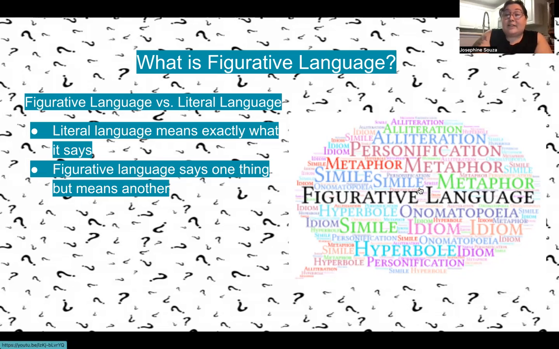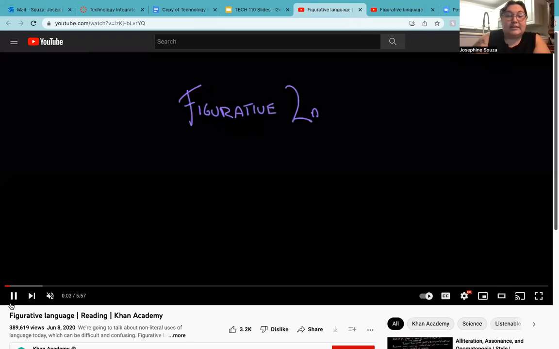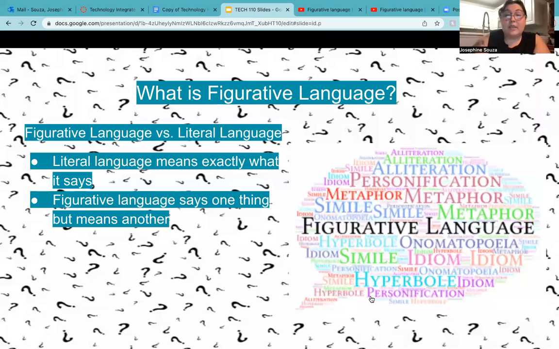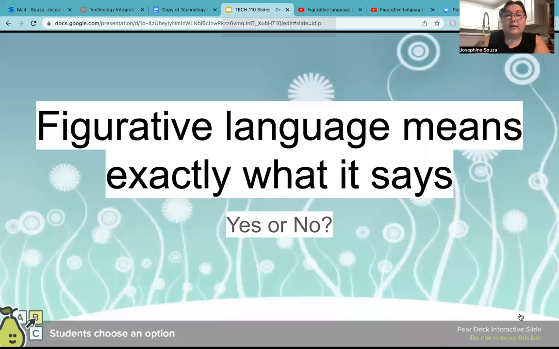Our first technological component here is on this picture here. If we go ahead and give that a click, it's a link to a Khan Academy video on figurative language. We'll give it a second to load here. So as you can see, it's on figurative language. It gives a basic introduction to figurative language, as well as goes over the specific terms that I go over in my presentation. Come on back here.